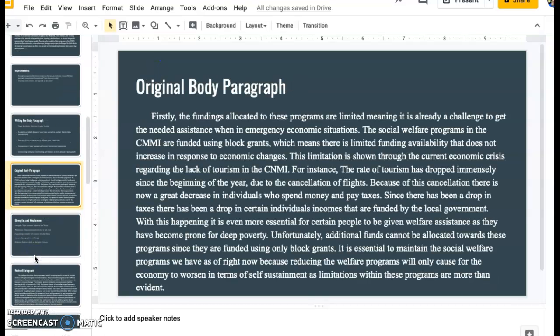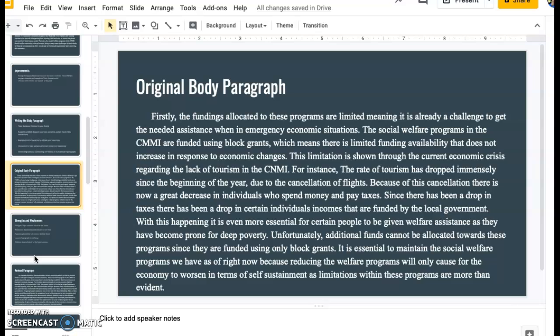Okay, so here is the original body paragraph. Firstly, the fundings allocated to these programs are limited, meaning it is already a challenge to get the needed assistance when in emergency economic situations. The social welfare programs in the CNMI are funded using block grants, which means there is limited funding availability that does not increase in response to economic changes.